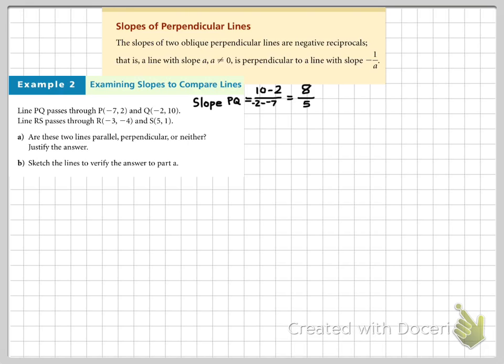Let's figure out the other line, RS, and I'm going to have 1 minus negative 4 over 5 minus negative 3, and that'll be 5 over 8. Well, these two lines' slopes are reciprocals, but they're not negative reciprocals.